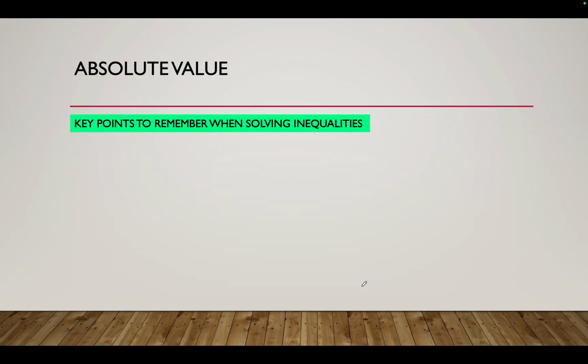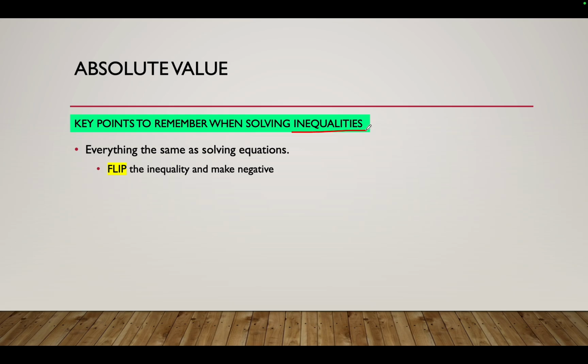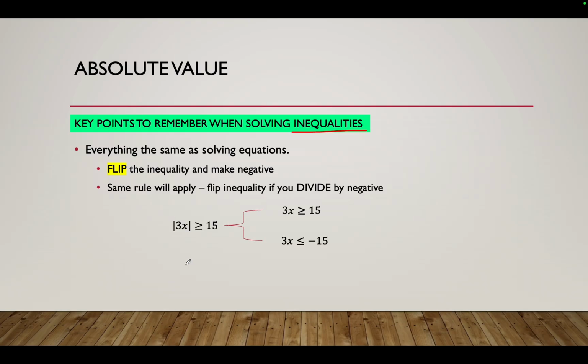Key points to remember when solving inequalities. This is the one for inequalities. Everything is the same as solving equations. We just need to flip the inequality when we make it negative. So the same rule will apply. Flip the inequality if you divide by a negative. So if we have the same scenario, but with an inequality, you'd still set up two inequalities to solve. But when we set it equal to the negative value, -15, notice that the inequality must flip.